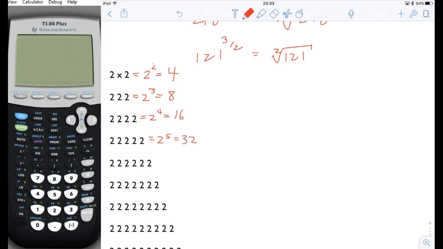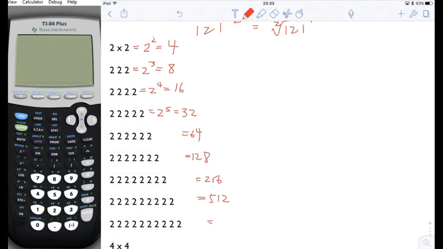So we go 4, 8, 16, 32, 64, 128, 256, 512, and finally 1024, which I think if you know up to these, then you're in great shape.